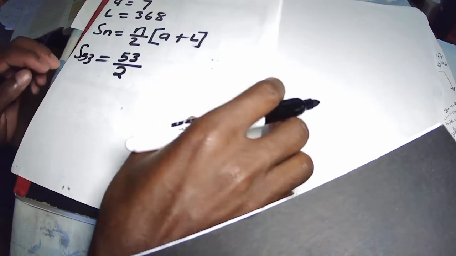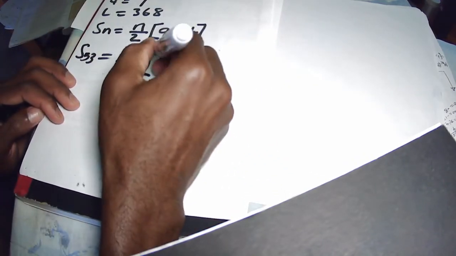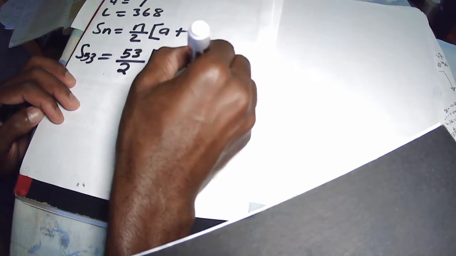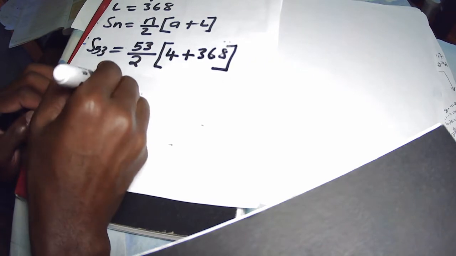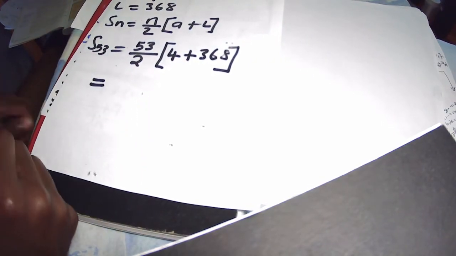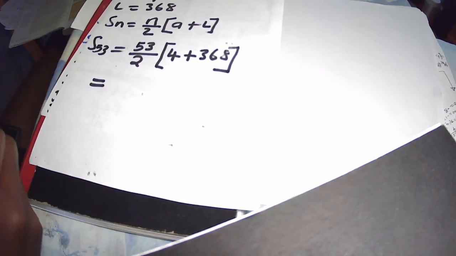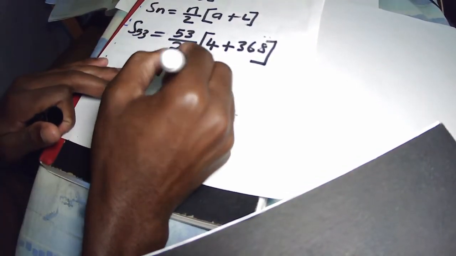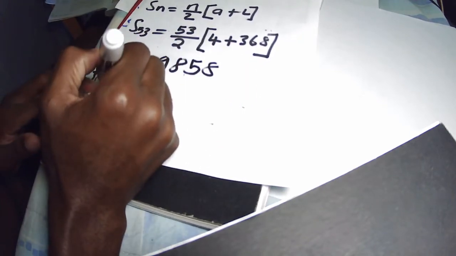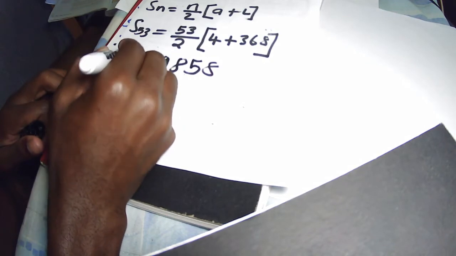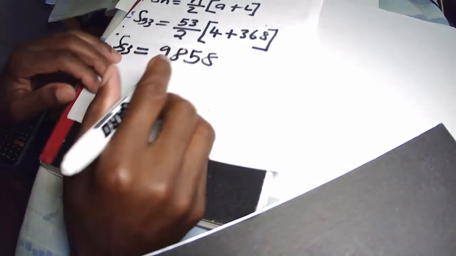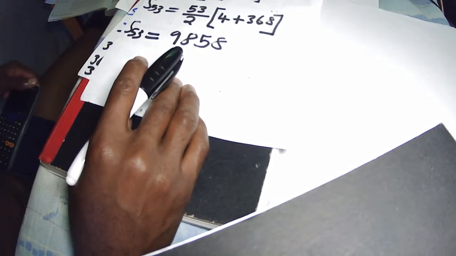So the sum to 53 terms, because they are 53, is the number of terms, 53, divided by 2, multiplied by 4 plus 368. That is the last term. So this is how we do it, guys. All right, so I'm going to bring in another example. So the answer is 9858. So all the 53 terms, their summation is 9858.